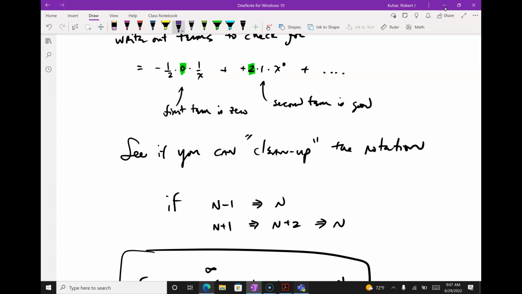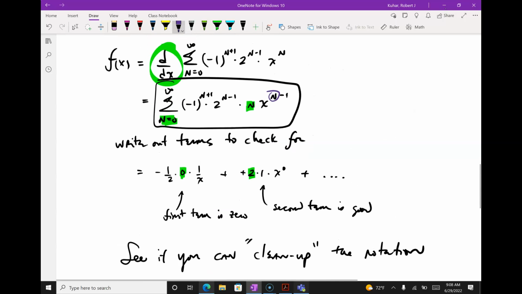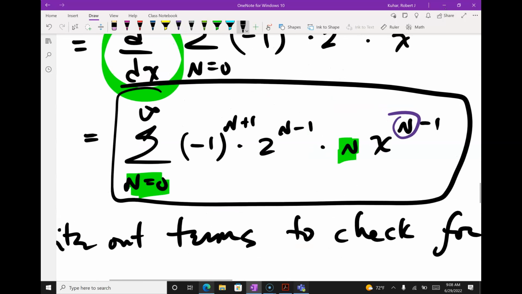So if n minus 1 becomes n, what did I do to n minus 1 to make it an n? What did I add to it? 1. So if I'm going to add 1 to n minus 1 to make it n, if I take n plus 1, it becomes n plus 2, but that's on my minus 1, right? That's on my minus 1.